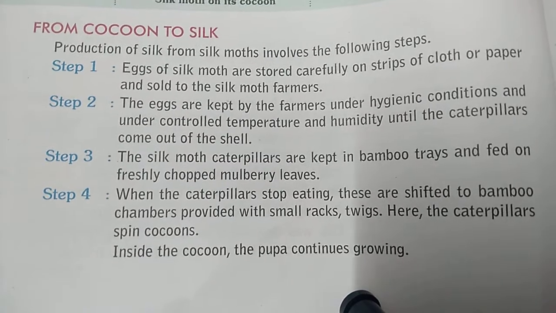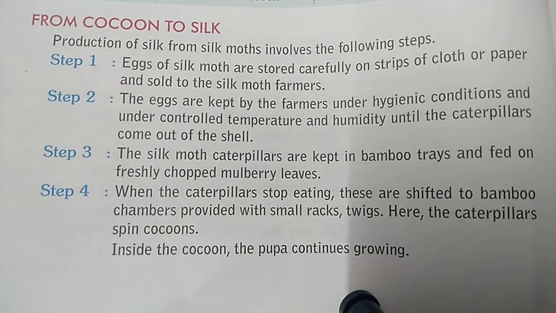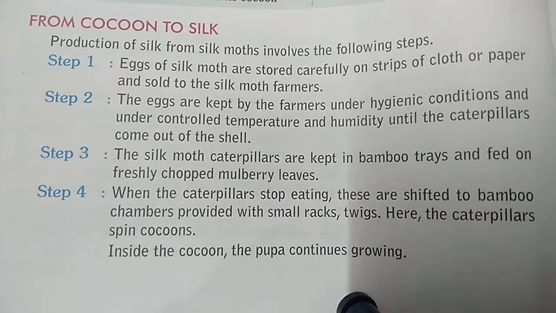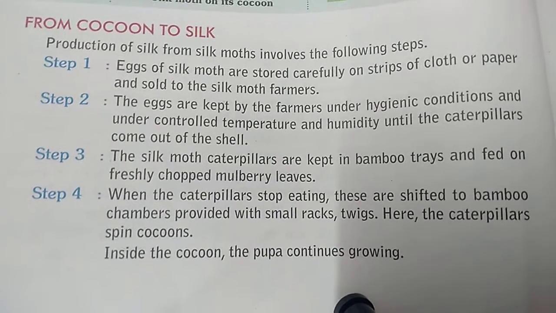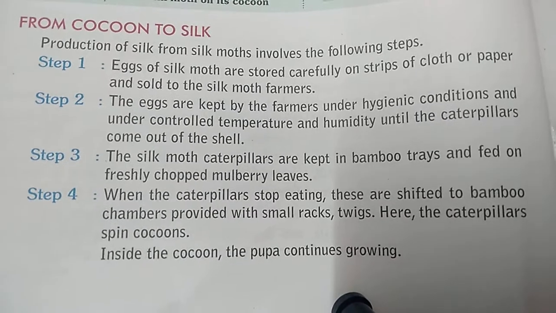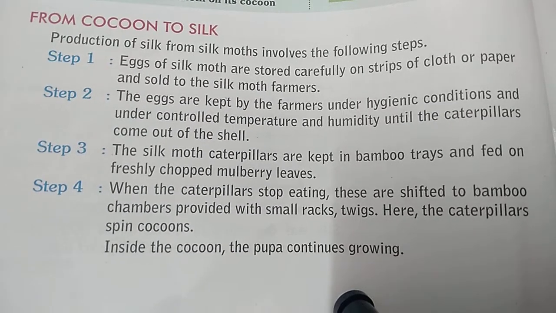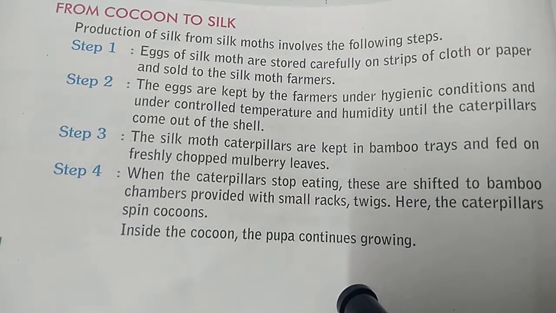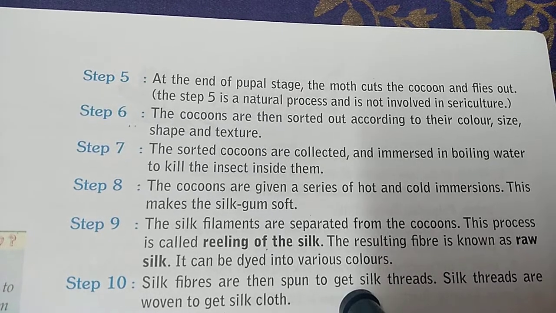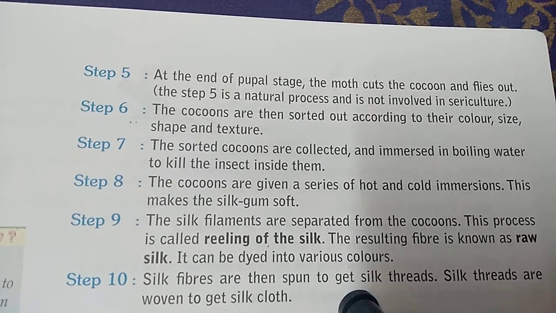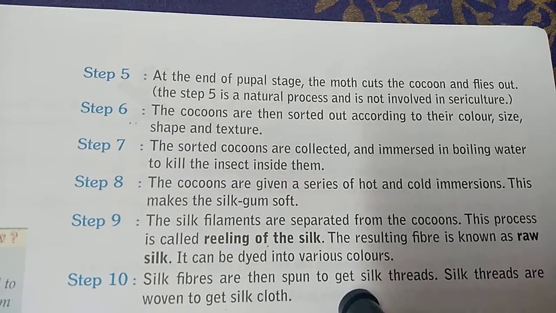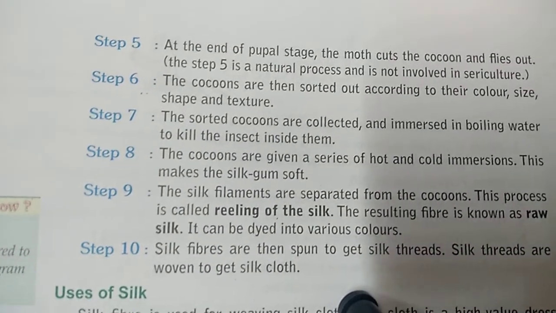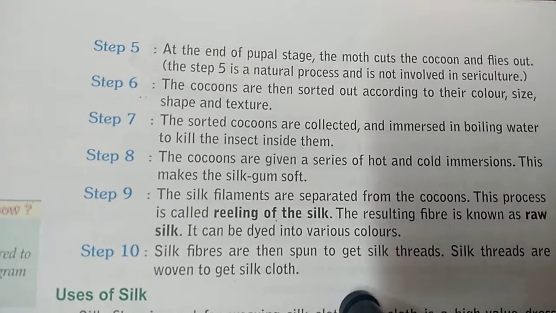After feeding on this, they are shifted to bamboo chambers. In bamboo chambers, some small rags and twigs are present. Over there, these caterpillars start to spin cocoons, and inside the cocoon, the pupa continues to grow. At the end of the pupal stage, the moth would cut the cocoon and fly out. But our motto is to get the silk, so this step is not involved in sericulture.